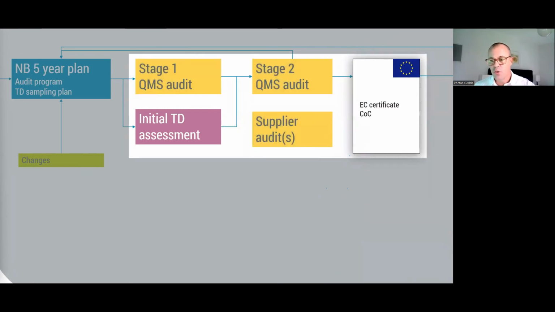So when the stage 2 audit has been performed, also on site, and any non-conformities have been properly addressed, and the initial TD assessment is reported, and any potential non-conformities from that one have been properly addressed by the manufacturer, then the first MDR certificate of conformity can be granted to the manufacturer by the notified body. And you can start to CE mark your devices with the notified body identification number.